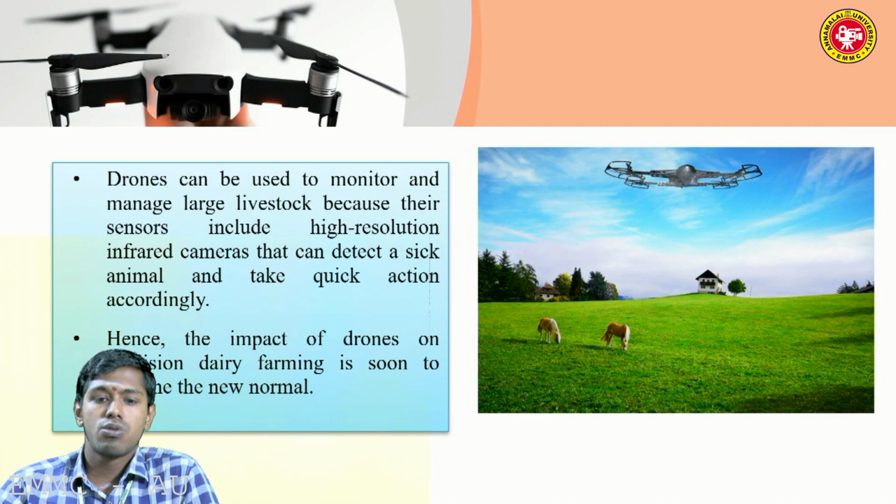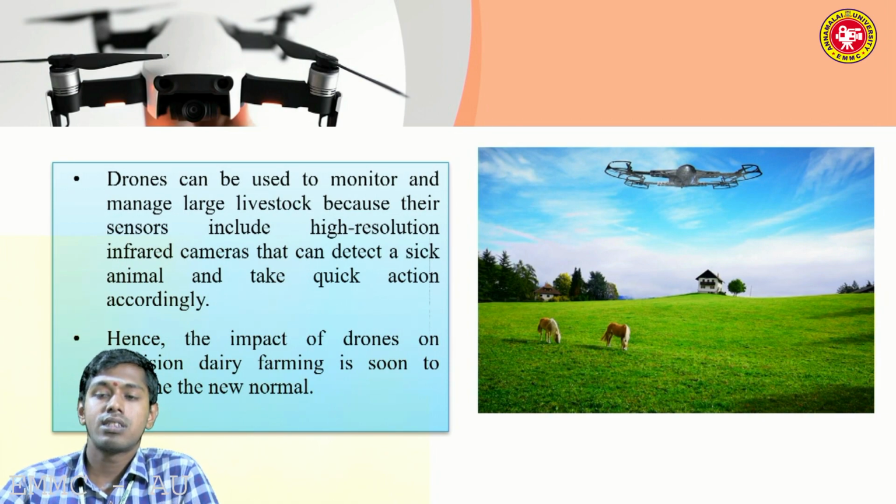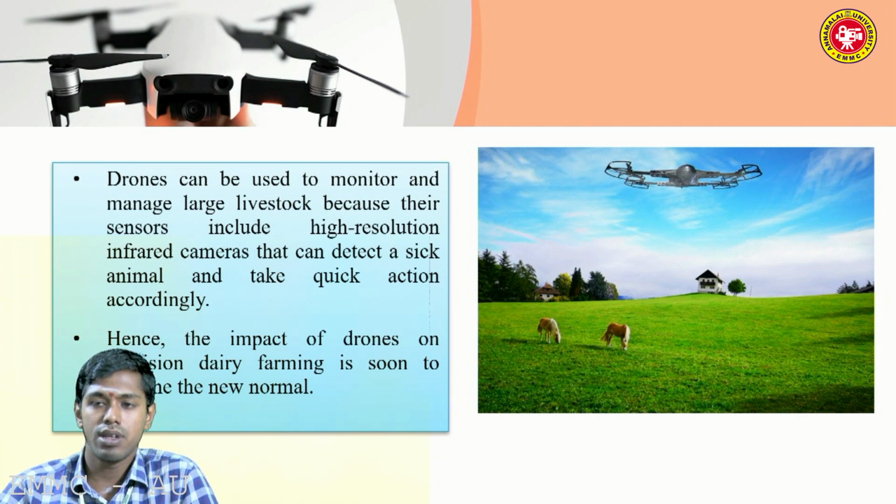Drones can be used to monitor and manage large livestock because the sensors include high resolution infrared cameras. The high resolution infrared cameras are the main features in the drone technologies that can detect a sick animal and take quick actions accordingly. Because, as I said earlier, the drones can be used in monitoring the health conditions of the animals, and hence the impact of the drones on precision dairy farming is soon to become the new normal.